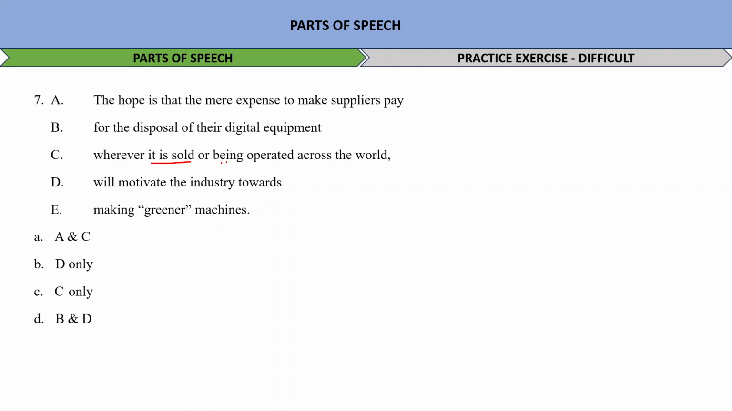See, or is used here, being operated. So why should it be it is sold? One in present, one in continuous. It being sold or being operated. Being sold or being operated. So the error is on option number C, right?